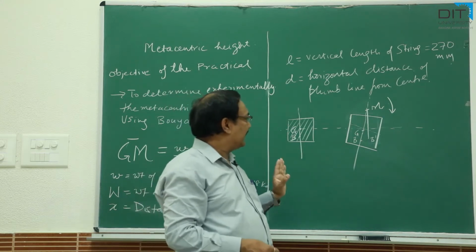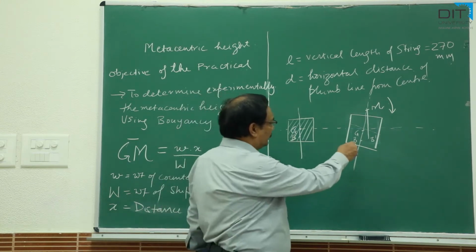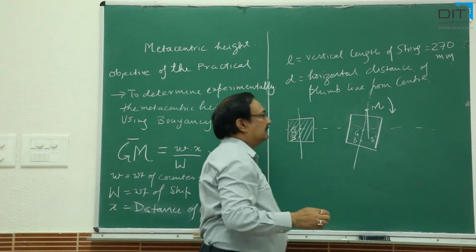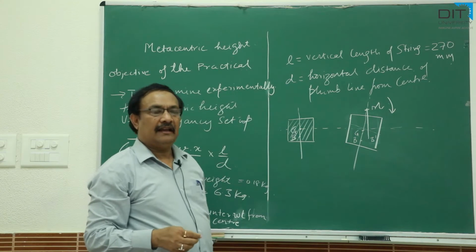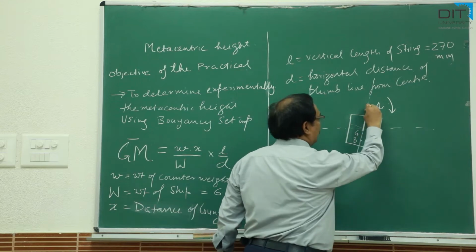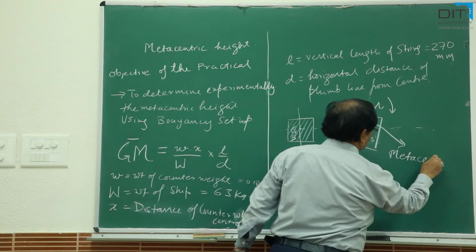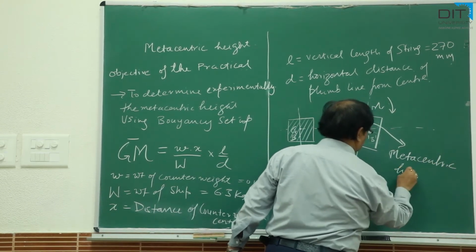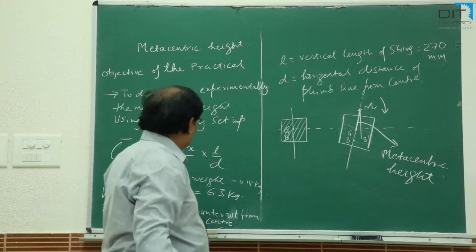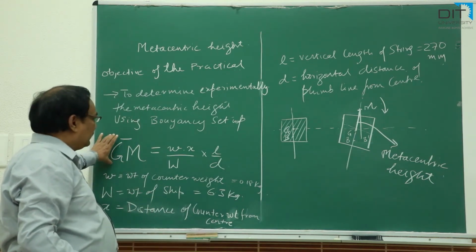Once we find B dash, if we make a vertical straight line and it cuts the original line GB at point M, this is called metacenter, and the distance between center of gravity and metacenter is called metacentric height. By practical we can find out metacentric height.